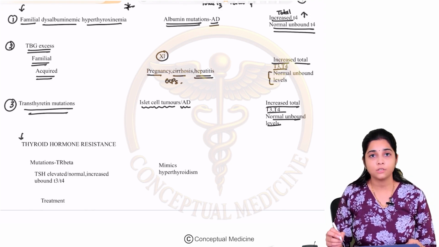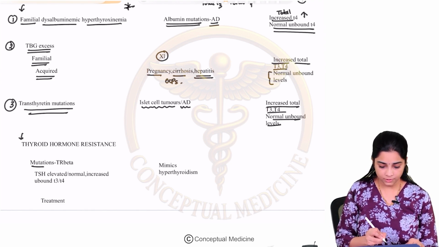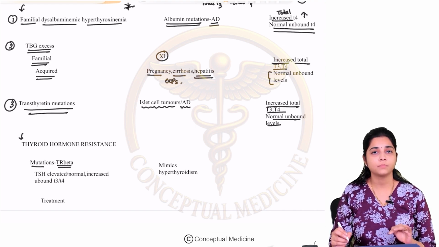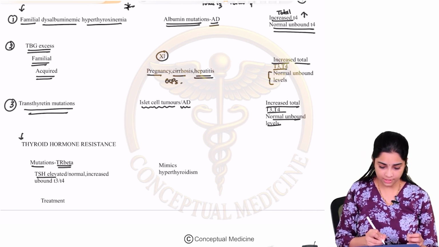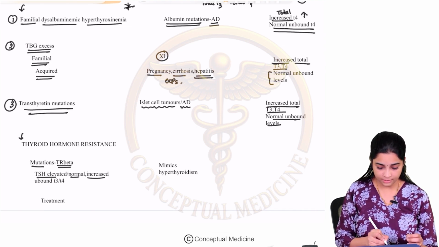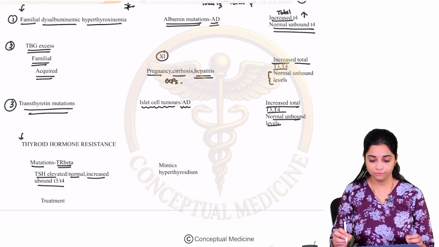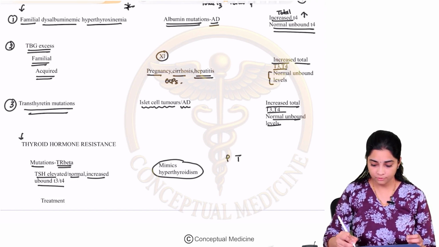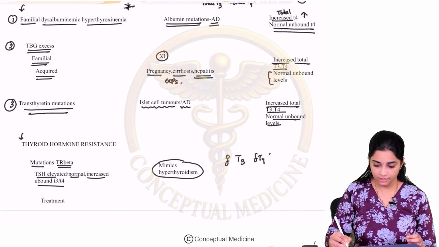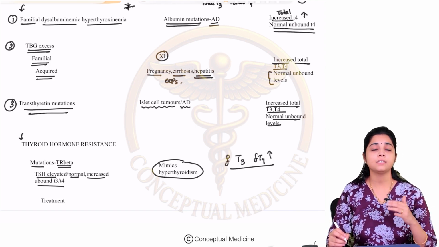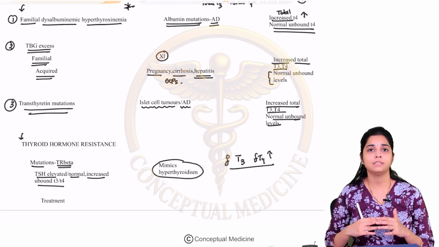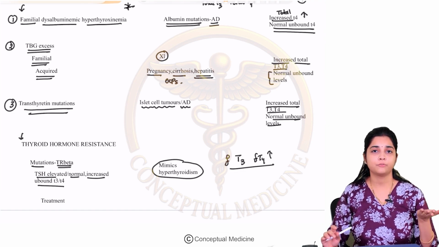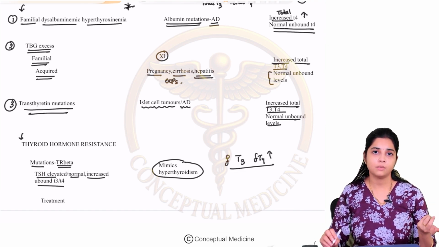What is this thyroid hormone resistance? Here there are mutations in your thyroid receptor beta. So, your thyroid hormone is not able to act. The TSH levels are elevated or normal, but there is an increase in the unbound T3 and T4. So, what will it mimic? It mimics hyperthyroidism because the free T3, free T4 will be elevated. The free T3, free T4 are not able to act because of resistance, so as a feedback mechanism, the FT3, FT4 will be elevated and the TSH may be normal also.